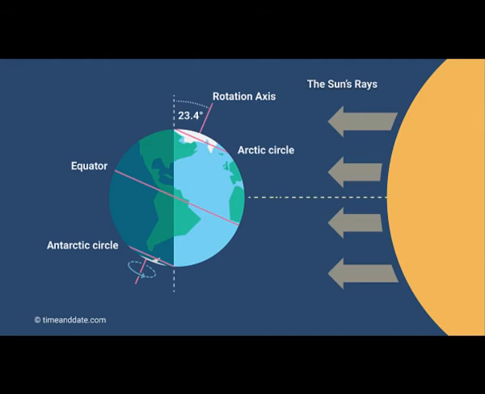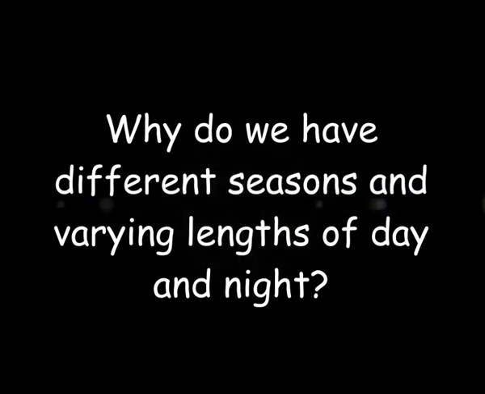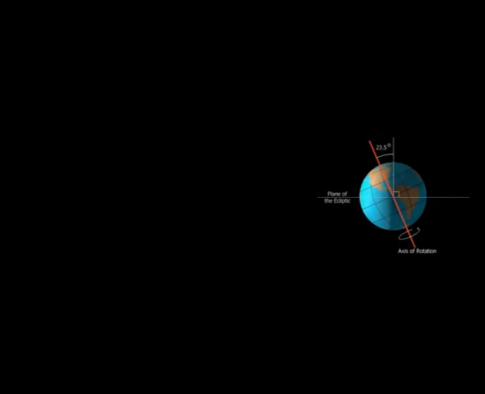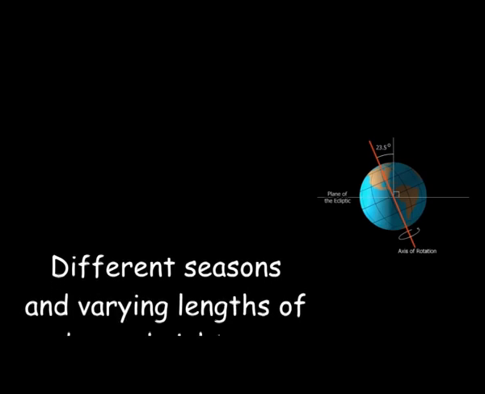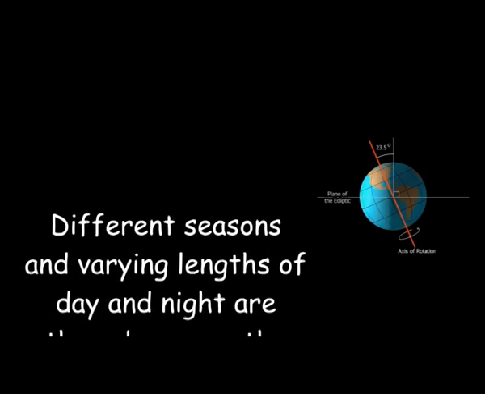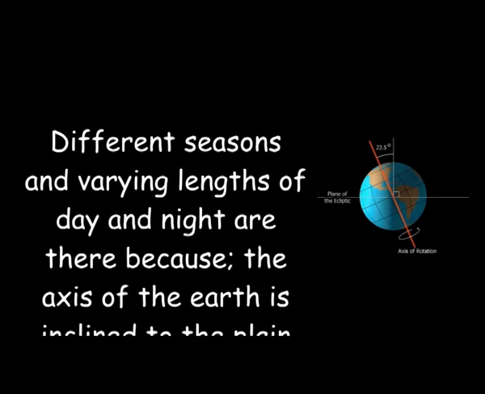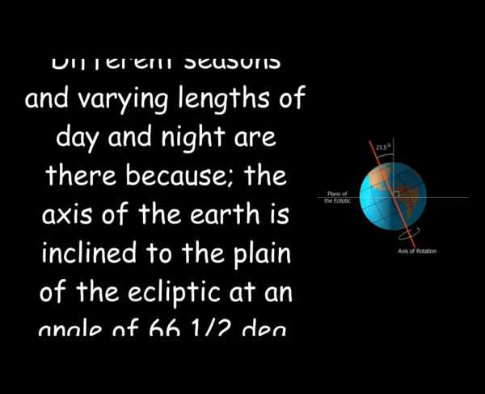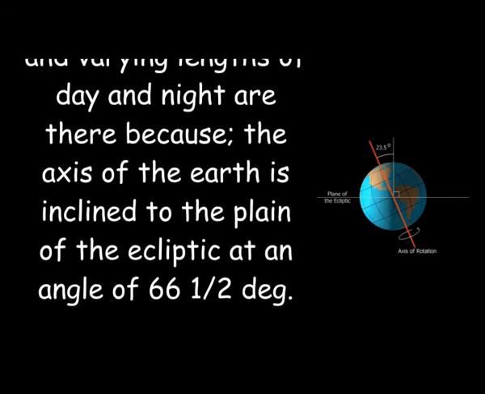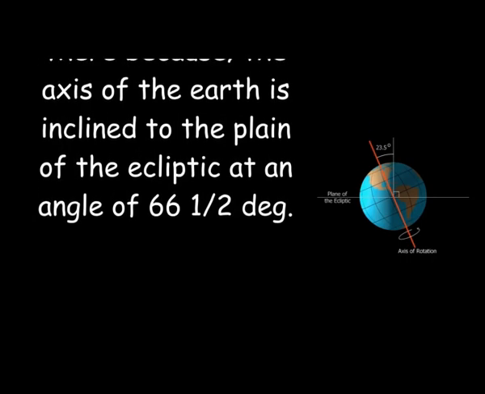Now let us see varying length of day and night. You may have wondered why the daytime is longer in summer and shorter in winter. This is because of the inclination of the earth on its axis. During summer, a large part of the northern hemisphere remains inclined towards the sun. So, there are longer hours of daylight during summer.